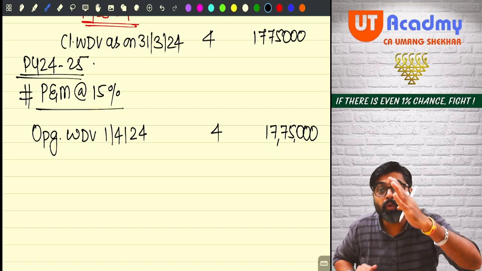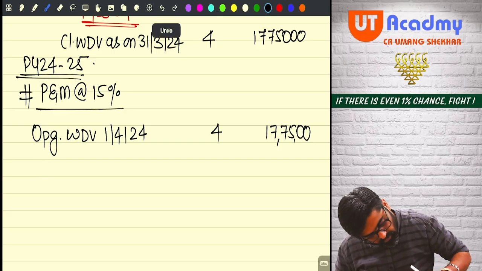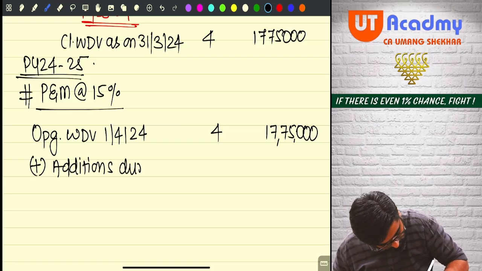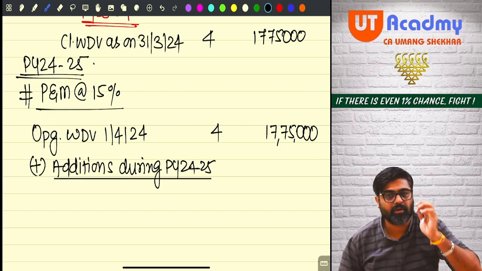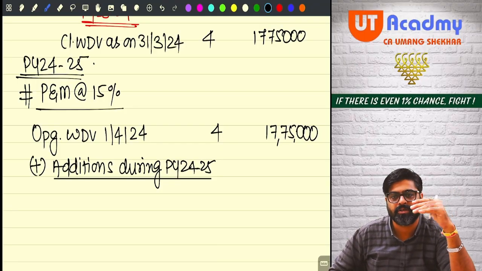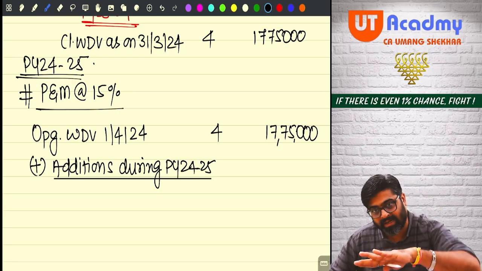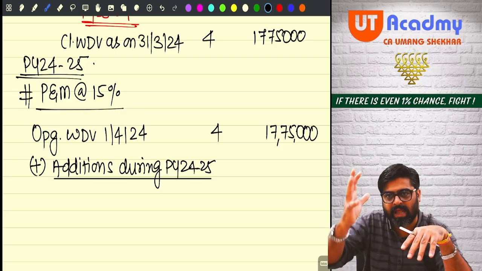So what I'll do, during the previous year 24-25, I will write additions made to the block during previous year 24-25. Okay? So additions which were made during the previous year 24-25, meaning that I acquired 2 more plant and machinery, E and F. One plant and machinery which I acquired in this year was added to the block. This is a new plant and machinery which I am acquiring for the first time in 24-25.